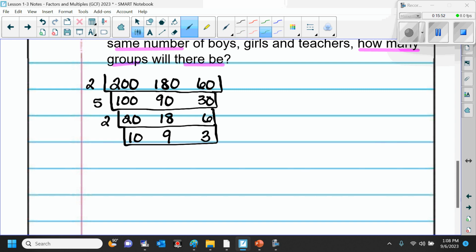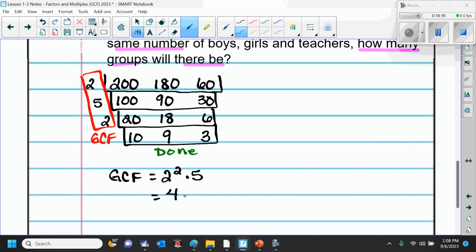So we are done. So to find my GCF, there it is right there, right? So the greatest common factor is 2 to the second power times 5. 2 to the second power is 4. Times 5 is 20, so we could have 20 groups. Is everybody clear?